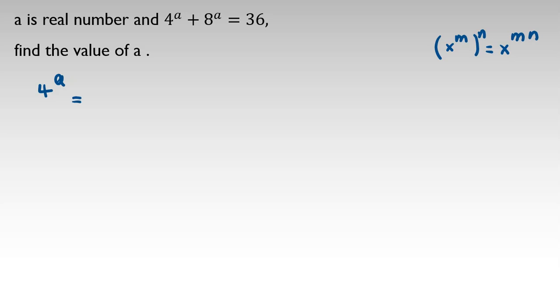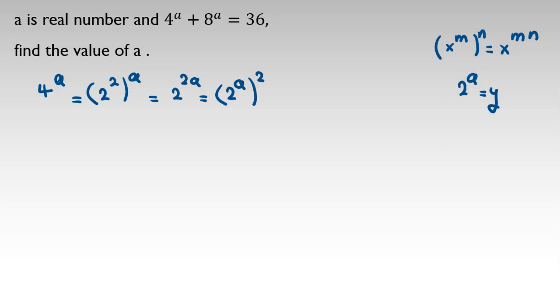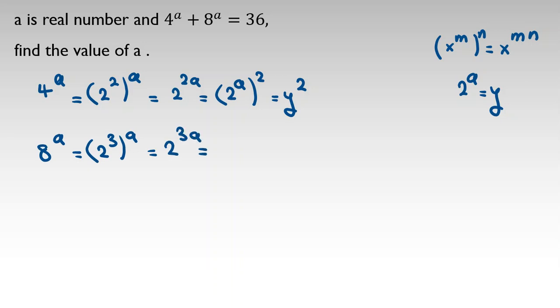By the power rule, I can say 4 is 2 squared, to the a, so it is 2 to the 2a, and we can write it as 2 to the a, squared. So I consider 2 to the a as y. So it is y squared. Similarly, 8 is 2 cubed, to the a, so it is 2 to the 3a, and we can write it as 2 to the a, cubed, so it will be y cubed.